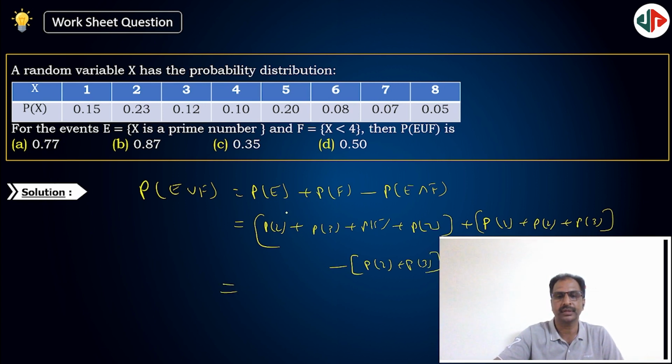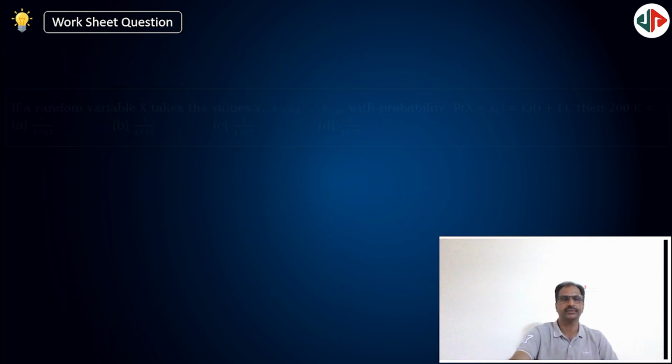Now here you can cancel P of 2. You can cancel P of 3. What is P of 5? 0.2. P of 7, 0.07 plus P of 1, 0.15, P of 2, 0.23, P of 3, 0.1. Simplify that. 0.76.